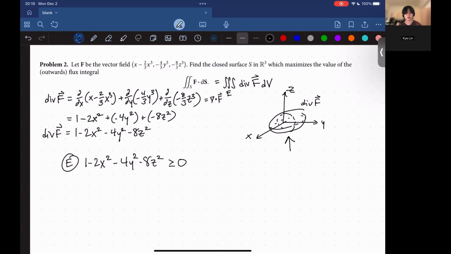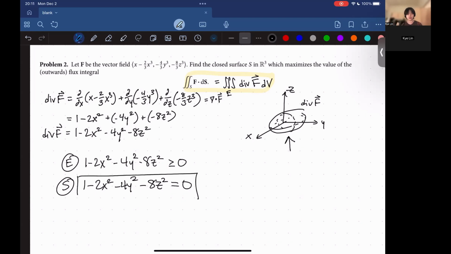According to the divergence theorem that we defined up here, we know that the surface S is essentially the surface over our solid E. So S would have the equation 1 minus 2x squared minus 4y squared minus 8z squared equals 0. Not greater than or equal to, equals. Because we're just trying to get the surface, but not the interior of our ellipsoid. And that's it. We know that it's closed because we can see from that ellipsoid that it is closed.